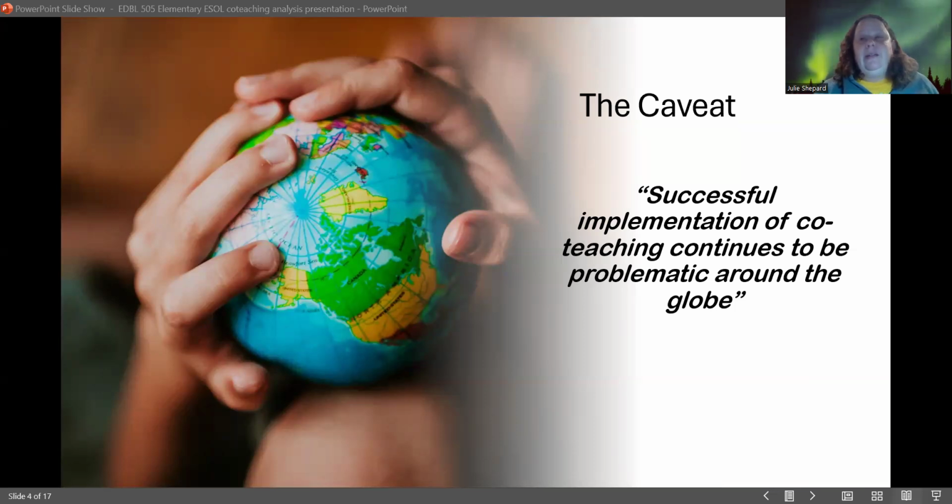Now, the caveat, according to this research, is that successful implementation of co-teaching continues to be problematic around the globe. The team did look at different models and different studies that were done in Australia and other parts of Europe and Asia to see if they could find some information for best practices related to co-teaching for ELL students in the classroom. And what they found was it continues to be a struggle.